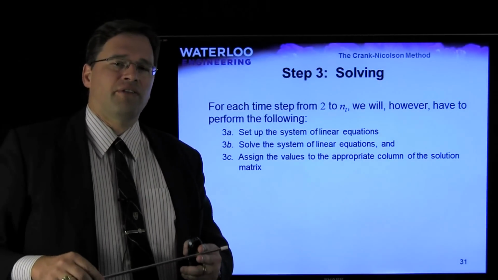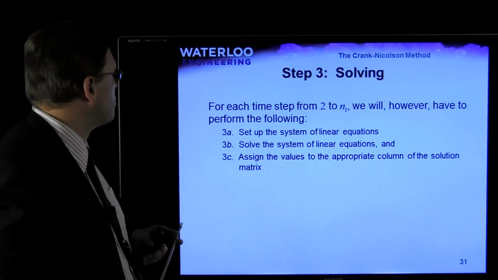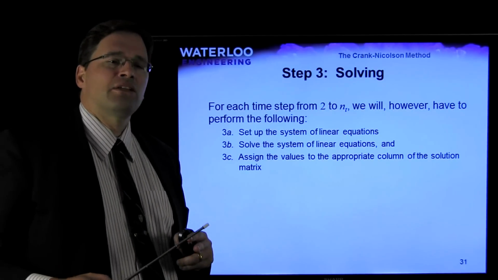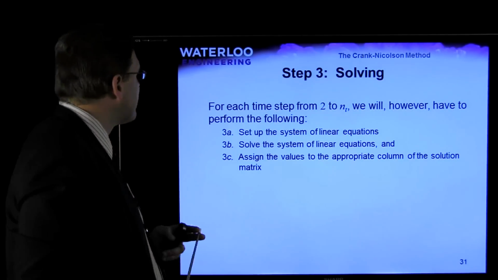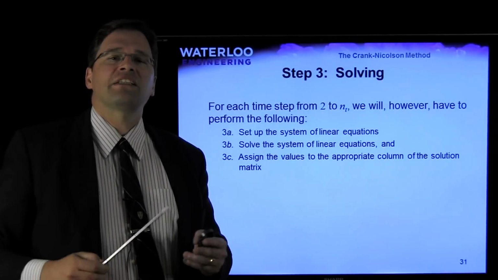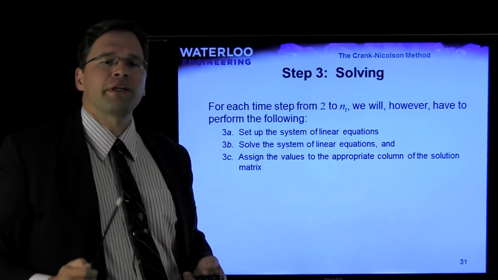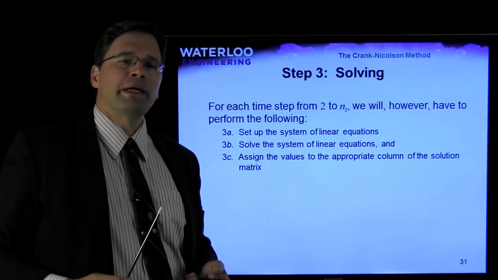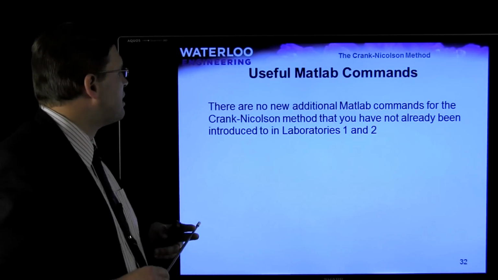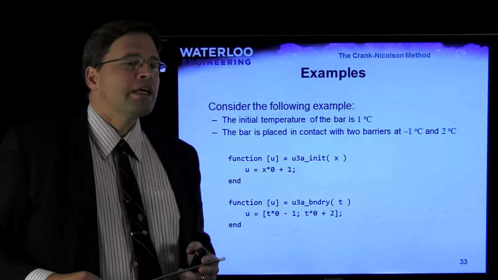So for each of the points in time, for k going from 2 to n sub t, we will have to do a little bit more, however. Unlike the previous step, where we just had to evaluate all of them, now we actually have to set up a system of linear equations, solve that system, and assign those solutions to the interior points in the appropriate column of the solution matrix U. Now, there are no real MATLAB commands that you need for the Crank-Nicolson method that you haven't already seen in labs 1 and 2. So, consider the following.